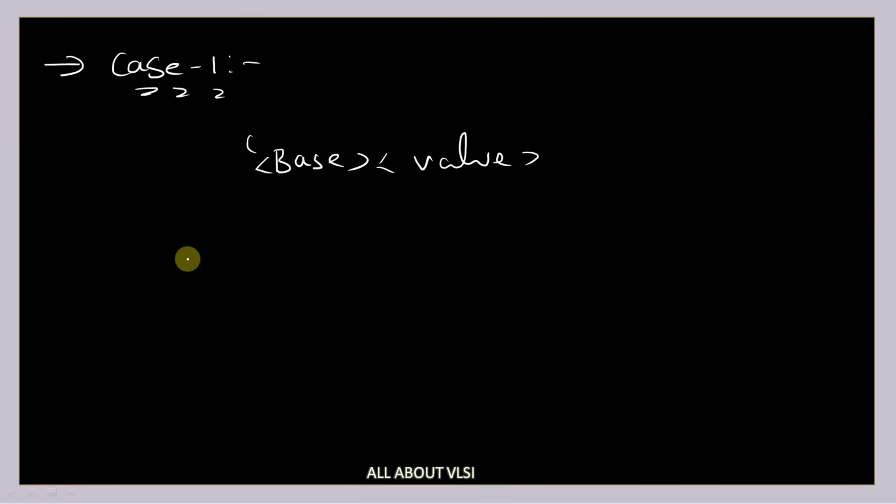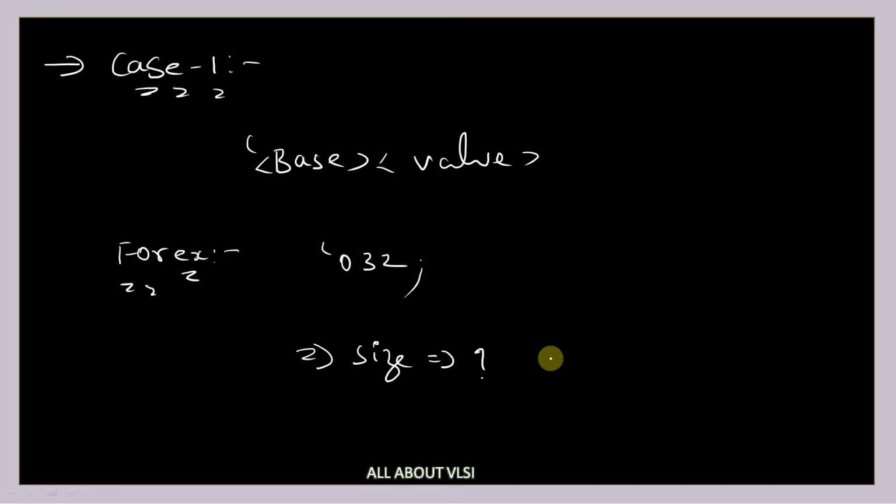Now let us see some scenarios. Let's say case one. In this case, I'm going to represent my number with base and value without providing the size. For example, I'm simply writing 'o32. Now, what will be the size? Can anyone tell me, or whether I am going to get any compilation error? If I am not providing the size, will I get a compilation error, or what will be the size?